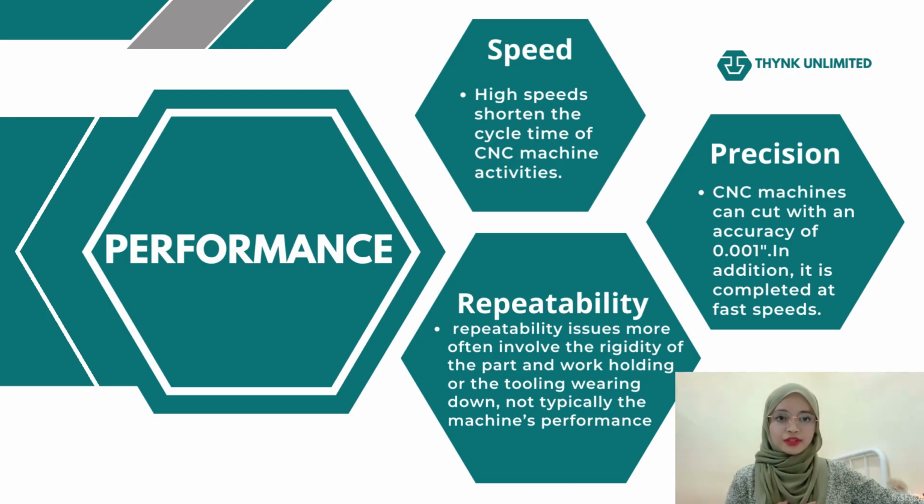Speed is a major factor that drives efficiency. High speeds shorten the cycle time of CNC machine activities. One illustration is moving the spindle home to change tools and then properly placing the cutting tools before cutting. And the maximum feed and rapid rates can exceed 2,300 inches per minute, which is faster than 3 feet per second.